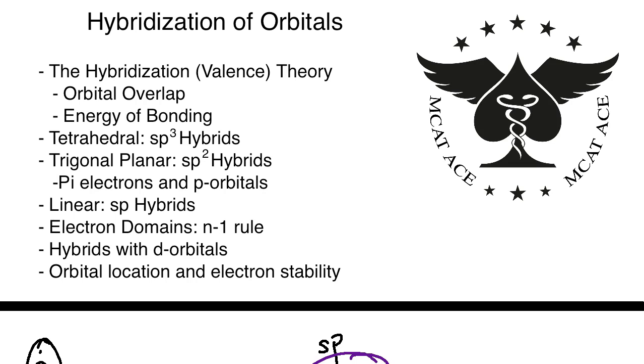So let's talk about the cheat method real quick here, and then I will briefly talk about d-orbitals and some of the effects you would see with that, and then we'll again go over or recap orbital location and electron stability. We've kind of been talking about that along the way, and then we'll do our normal questions. We'll wrap up with a summary, and we'll be good to go.